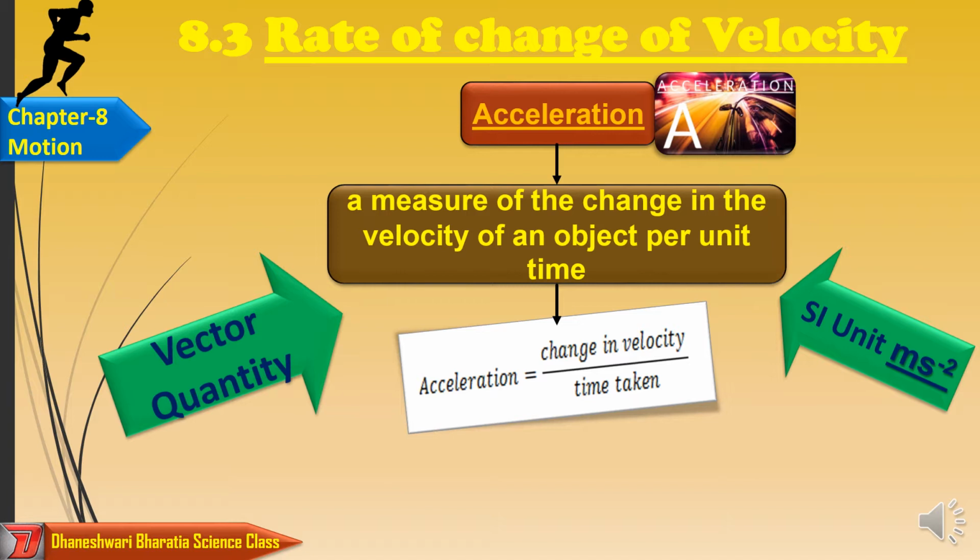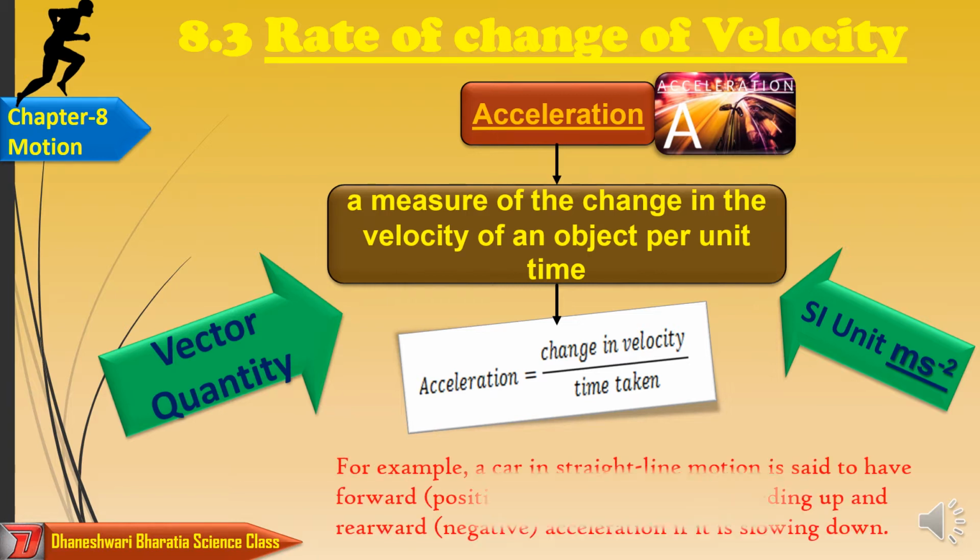The SI unit of acceleration is meter per second square, and it is a vector quantity because velocity is related to acceleration, right? And we know that velocity is also a vector quantity. So acceleration is also a vector quantity, that is, it has both the magnitude as well as the direction. Am I clear? Just for an example, a car in straight line motion is said to have forward, that is positive acceleration, if it is speeding up, and rearward, that is negative acceleration, if it is slowing down.